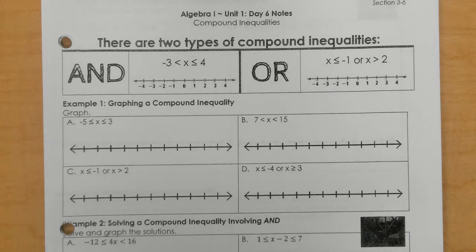Okay, for Unit 1, Day 6 notes, we have compound inequalities. And for compound inequalities, there are two types, ands and ors. And so I'm going to show you an example of what each one looks like.